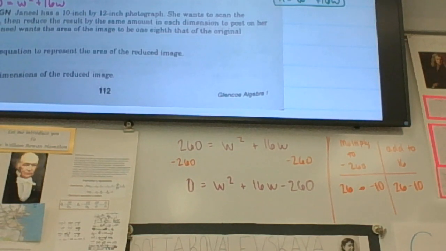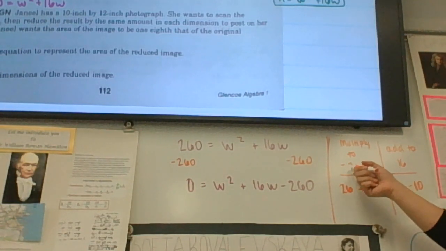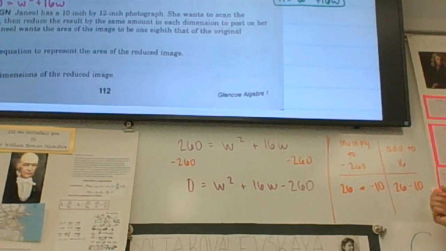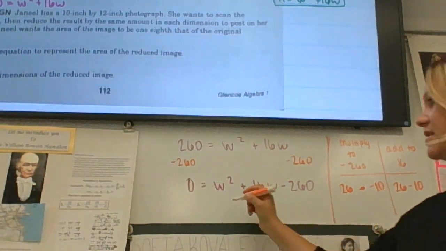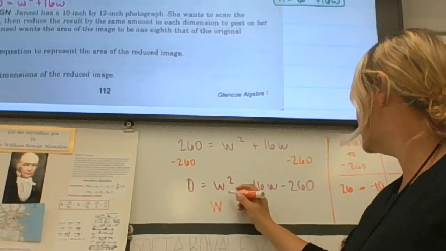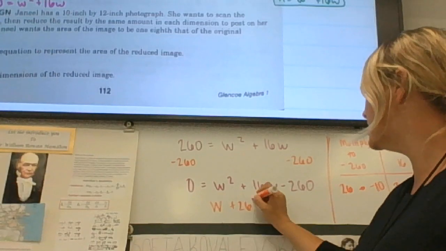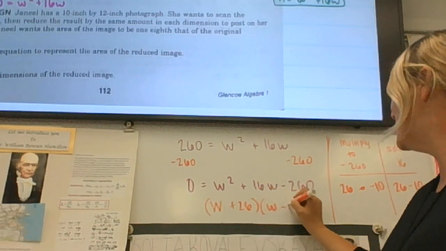So 26 times negative 10 is negative 260. And 26 minus 10 is 16. So this is the same as W plus 26 and W minus 10.